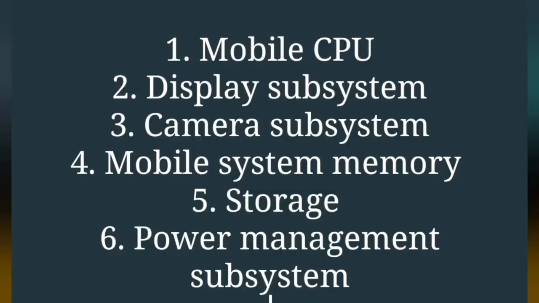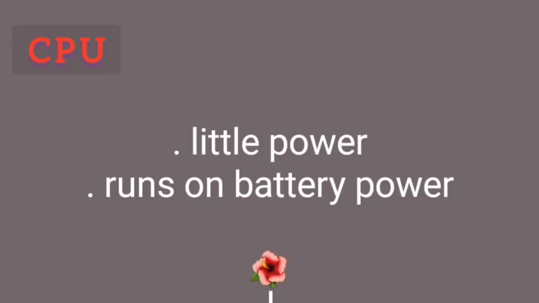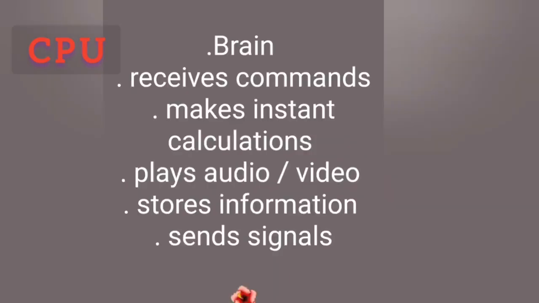Let's learn the functional components of a mobile system. Mobile processor or mobile CPU. A mobile system's CPU handles all these applications, whatever I said right now. It has little power because it runs on battery power. It is the brain of a smartphone. The CPU receives commands, makes instant calculations, plays audio and video, stores information and sends signals throughout the device.